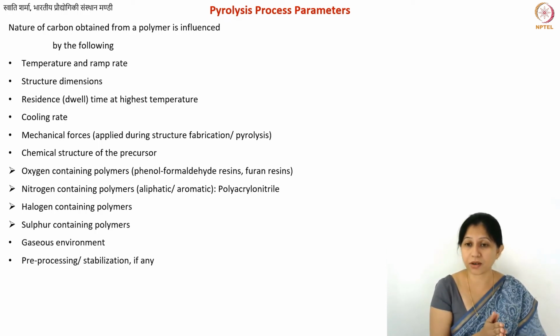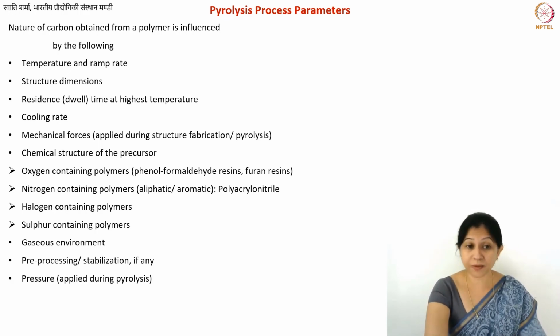The pre-processing or stabilization of the polymers is in some cases required. For example, for polyacrylonitrile you need to do some pre-processing. Many other polymers, even pitch, it's not just polymers, require some sort of pre-treatment for stabilization, and then the conditions that are used for stabilization also become very important.